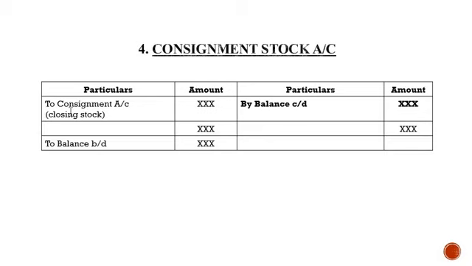So here, to the debit side, you have two consignment account, closing stock. Next, to the credit side, by balance carried down. This is the balancing figure. Consignment stock, you total it out, and then by balance carried down, which is brought down to the next year.